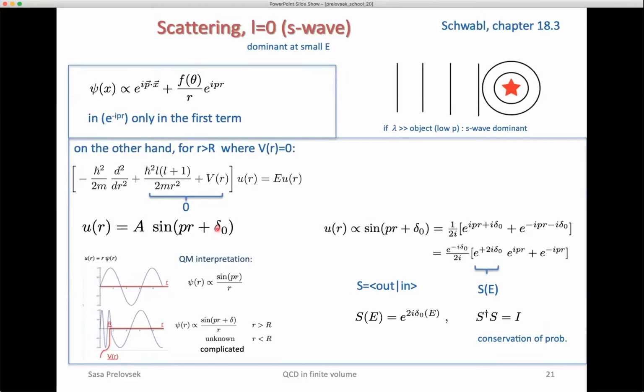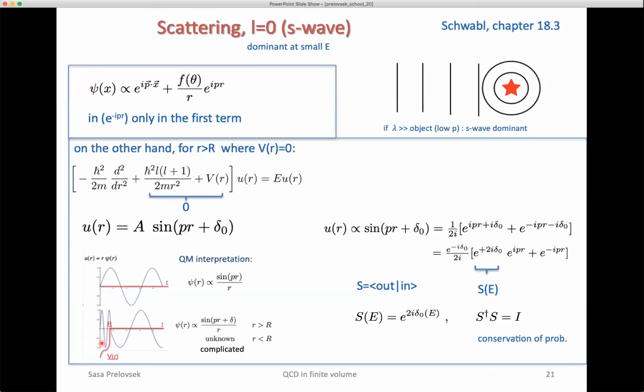You know, the solution outside, when the potential is zero, has to be a sine for the S wave, right? Look at this, there is nothing here. It's a parameter, yes. But, of course, how do you get this parameter? The way you do it, you solve the solution here, right? You have to do the solution here.